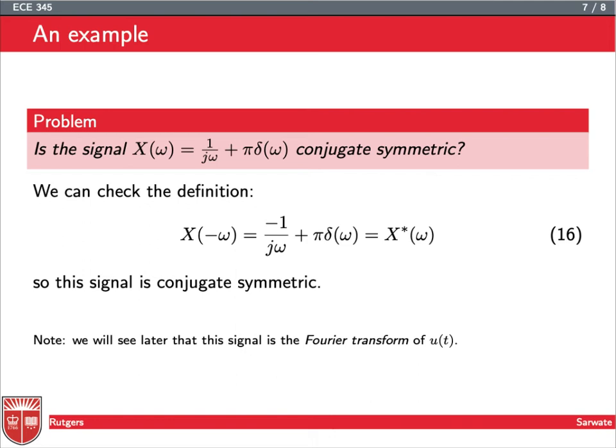Well, so we can check the definition. We can just plug in x of minus omega. So we get minus 1 over j omega plus pi times delta of omega, because the delta is at 0, so when I take minus omega, it just stays at 0. And this is just equal to x star of omega, because we can see that the imaginary part has switched signs. So this is in fact x of minus omega is x star of omega, and so this means that this signal in fact is conjugate symmetric. And later on we'll see that this signal is actually what's called the Fourier transform of the unit step function.